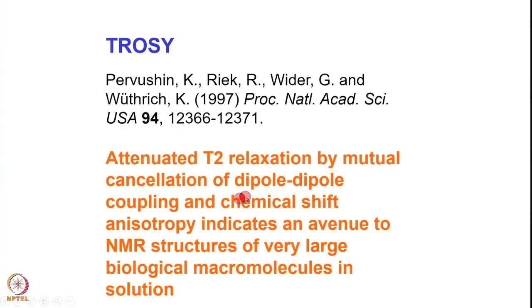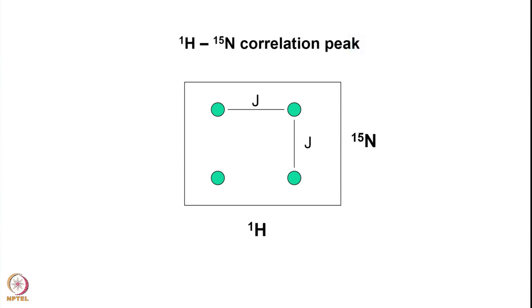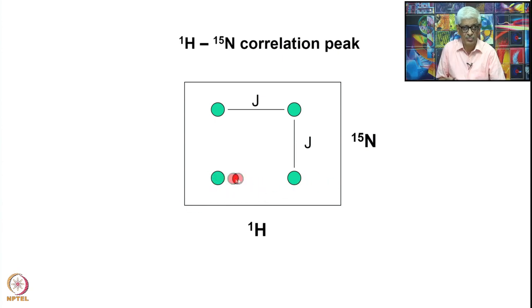We will not go into the theoretical details of this. Basically, it makes use of a kind of interference between the chemical shift anisotropy mechanism of relaxation and the dipole-dipole coupling mechanism of relaxation. So the two things go in opposite directions. At some stage, they will sort of cancel to produce a very small line width, and that is indicated here. Suppose you are taking an HSQC spectrum. On the proton axis, the amide proton is a doublet with proton N15 coupling. N15 is also a doublet with the same coupling, provided we did not decouple this amide proton nitrogen coupling. If we did not decouple, it will have 4 components. The particular proton N15 correlation peak will have 4 peaks.